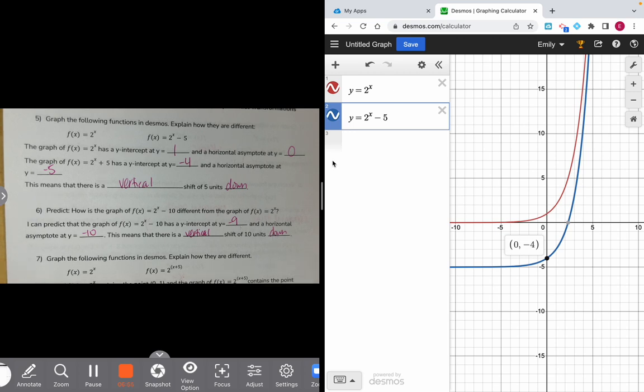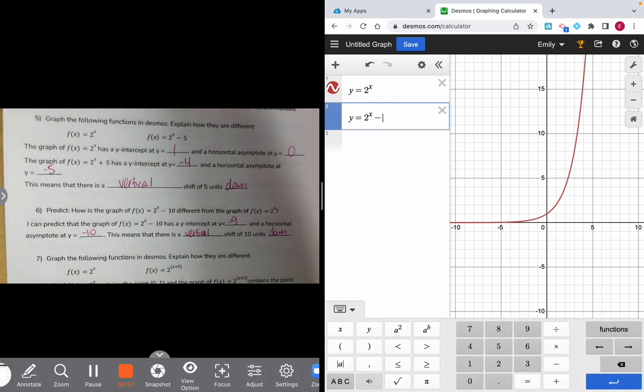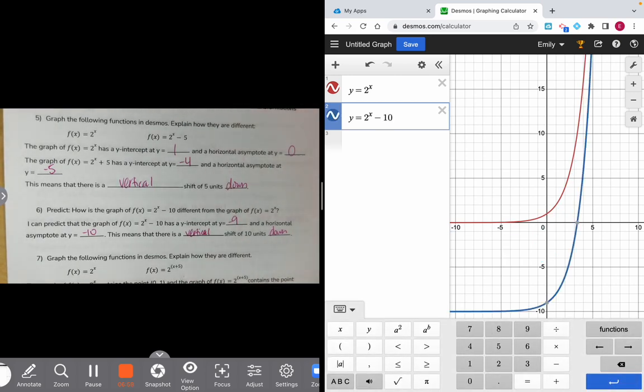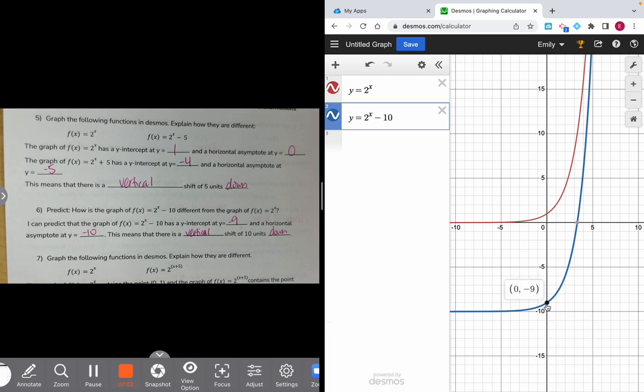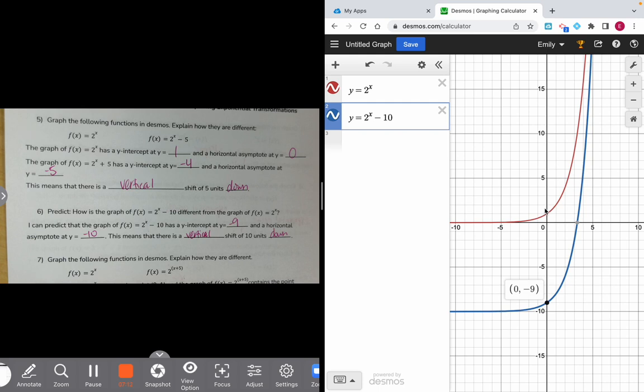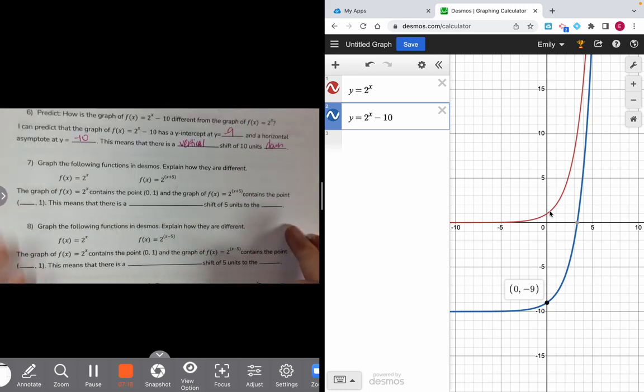So let's plug it in and make sure that that's actually true. So I'm going to graph that, and what I notice is that it does have a y-intercept at -9. The horizontal asymptote does seem to be at -10, and it has been shifted 10 units down from this original line up here. So I think we were in the right direction as we were answering that question. Alright, so looking at the next one.